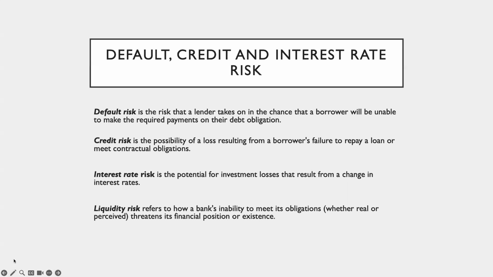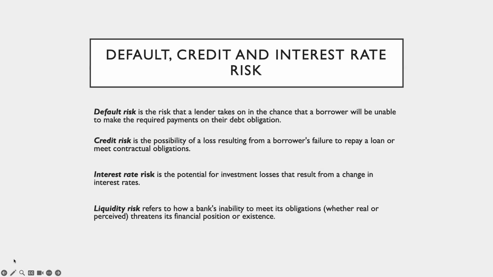In this next slide, we will be recapping what default risk, credit risk, and interest rate risk mean, because in the previous slide, we heard about these terms. So let's go through the definition of default risk first. Default risk is the risk that a lender takes on in the chance that a borrower will be unable to make the required payments on their debt obligation.